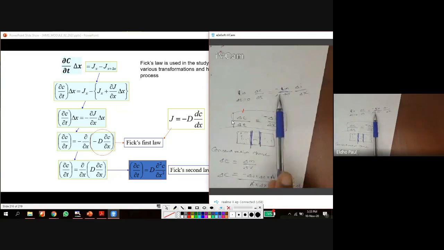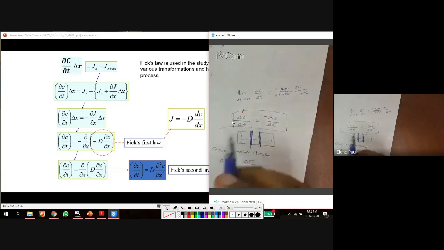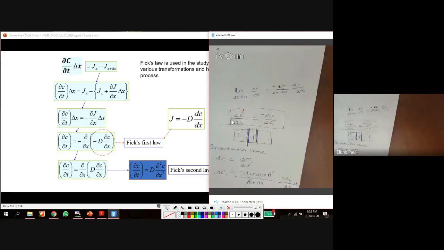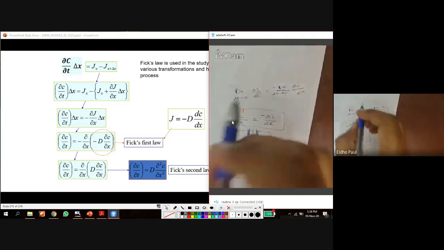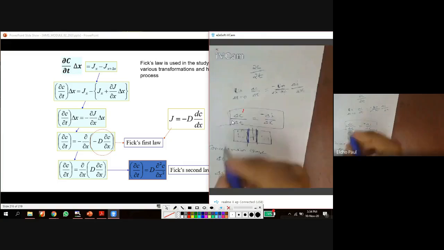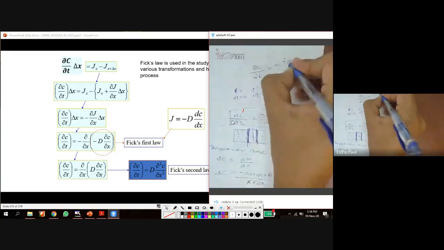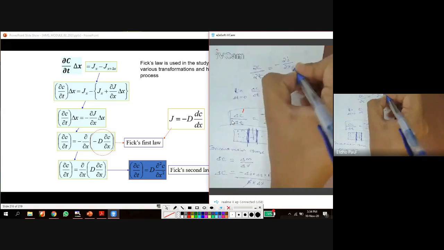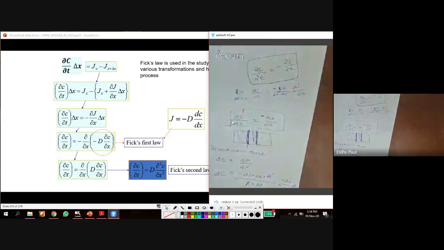But when we apply the limit delta x tends to 0, that is the change in flux at a particular position. If you take a position, what is the change in flux? That gives the limit as delta x tends to 0 of delta j by delta x. By applying the limit values, finally we got dou c by dou t equal to minus of dou j by dou x. So this is the second law of Fick.